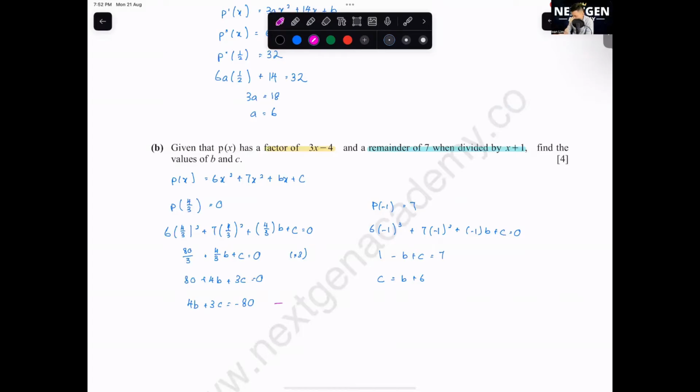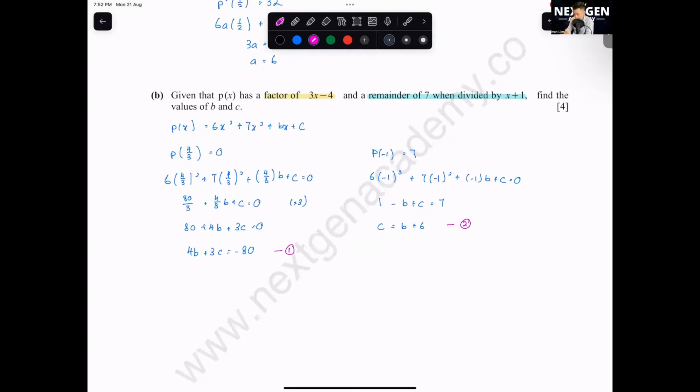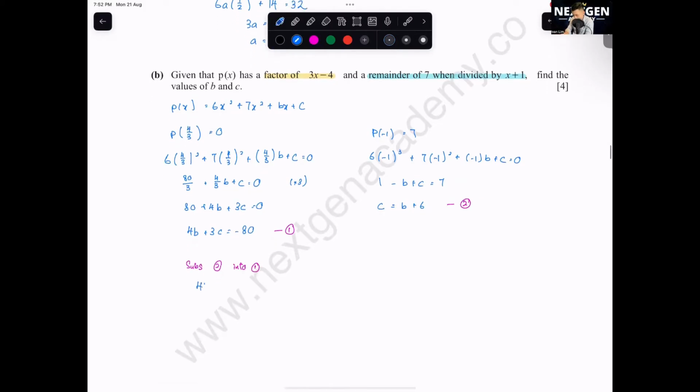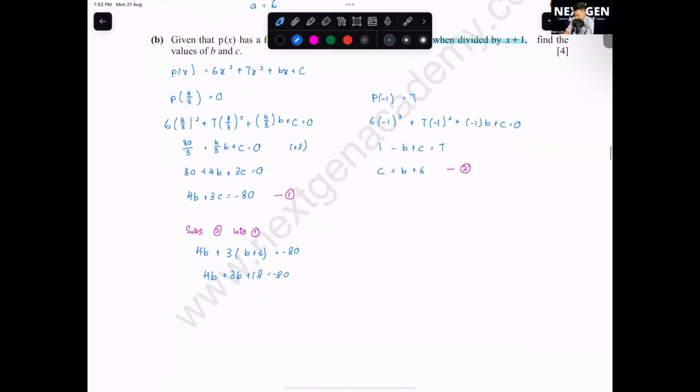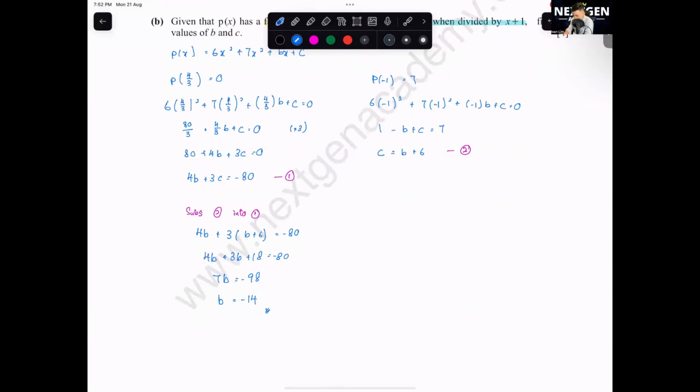Okay, so I got equation 1, equation 2. I'm going to do simultaneous equations over here. If you want to do substitution or elimination, up to you. Okay, I'm going to do substitution. So substitute equation 2 into equation 1. So you get 4b plus 3(b plus 6) equals negative 80. Then you get 4b plus 3b plus 18 equals negative 80. 7b equals negative 98. b is equal to negative 14. Okay, so this will be your b value.